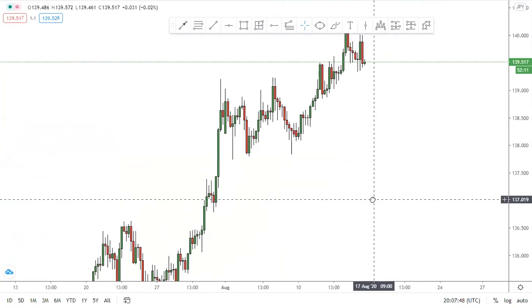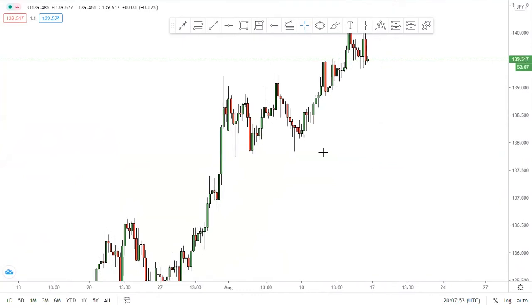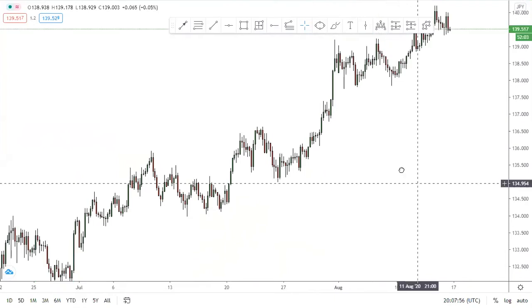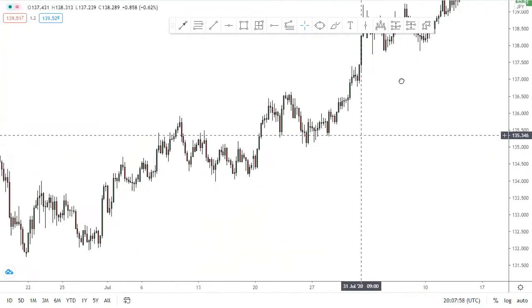I think this is GBP JPY. It's one of my favorite pairs. Very good. This is a bullish market. But what time frame is this? It's 4 hour.